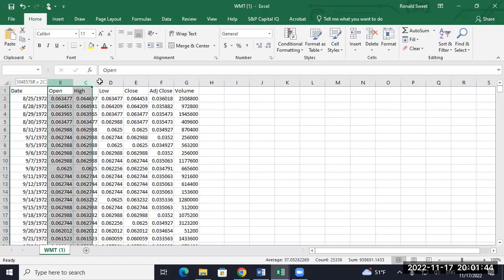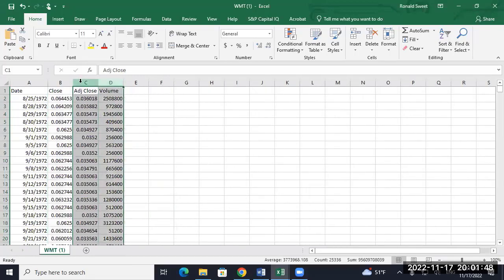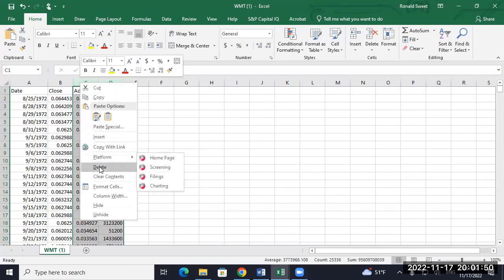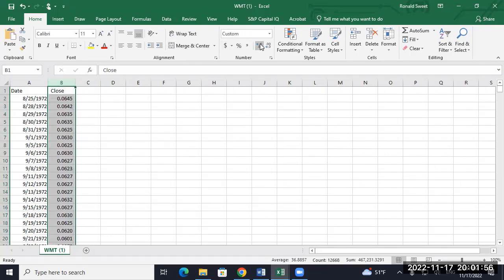And all we need is the close. Don't use the adjusted close for this one. You use the actual close. The close looks really small, but that's probably because it has some stock splits. So the close is adjusted for stock splits, but it's not adjusted for dividends.